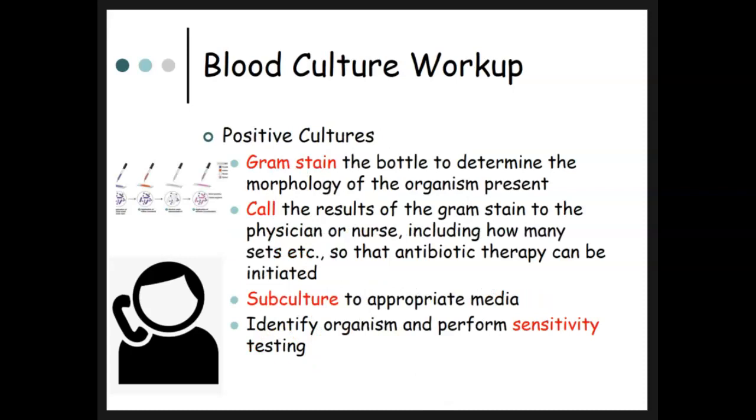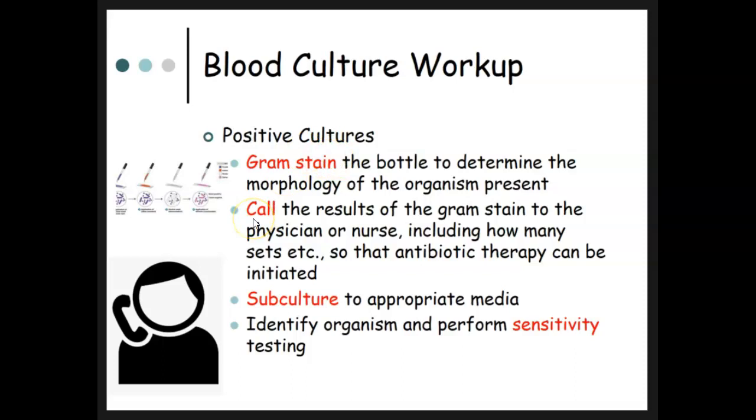What do we do with the positive cultures? The first thing we do when that alarm goes off, we go pull the bottle and we're going to make a gram stain to determine the morphology of the organism present, and be very careful. These blood cultures, the bacteria can look weird. The stain may not act perfectly, so you have to be very careful and remember, think about what you're expecting to see in the blood cultures, what's likely.